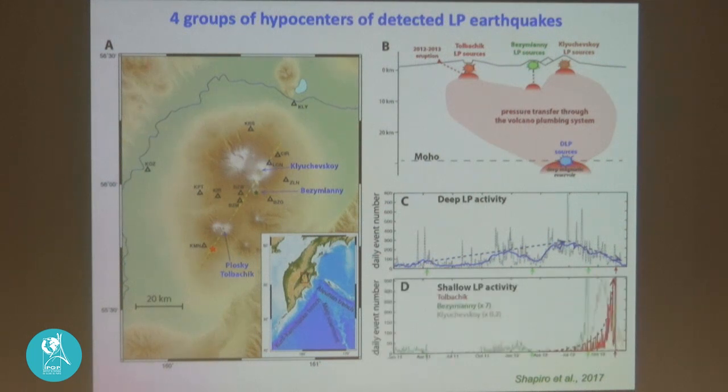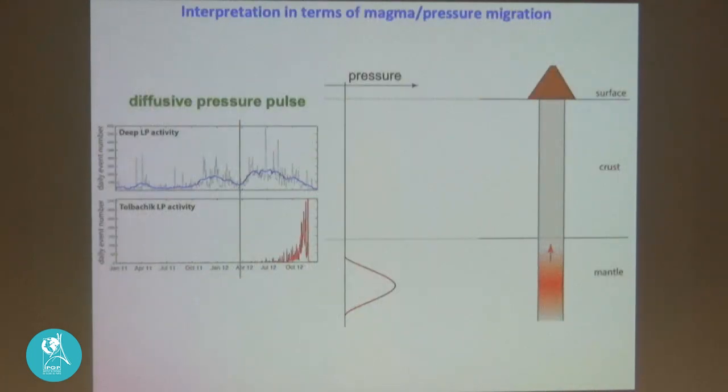And then when we see what happens at the surface, this is what is shown here, again, the same daily number of events for 3 sources, for Bezymyanny, Khrushchevskoy, and Tolbachik, and the main is the red curve for Tolbachik because this is the volcano that erupted. We see that there is some clear delay between the maximum of activity at depth and the maximum of activity at the surface. Okay, and this is what we try to interpret in the following way.